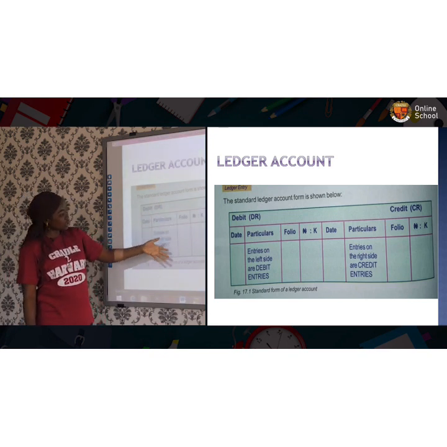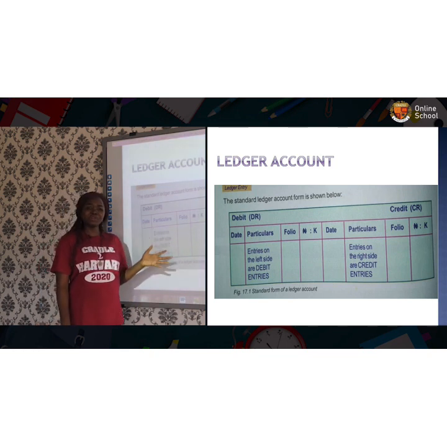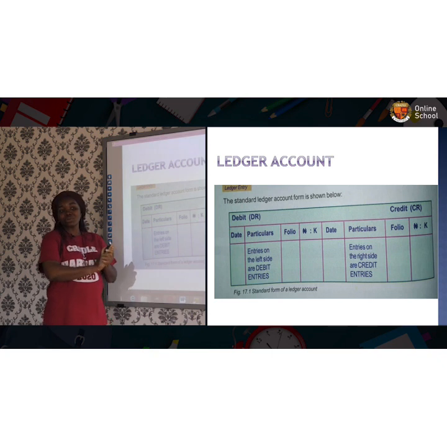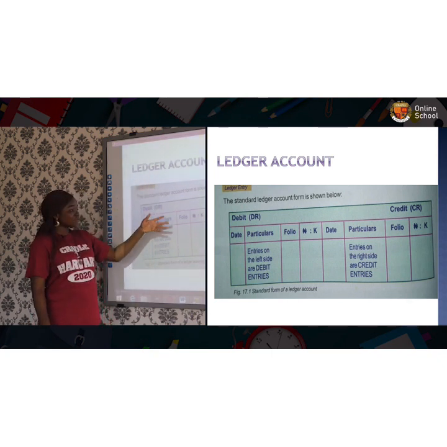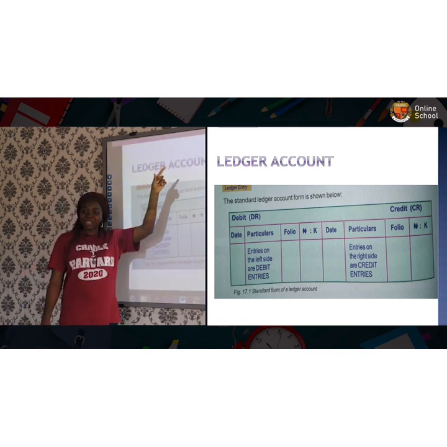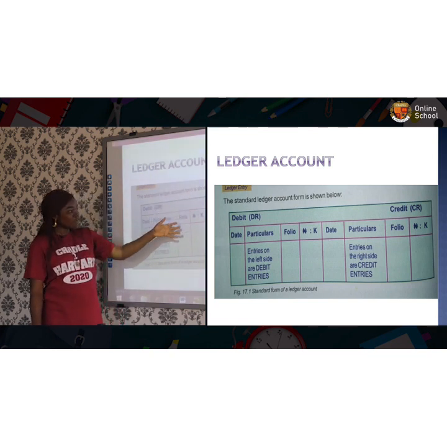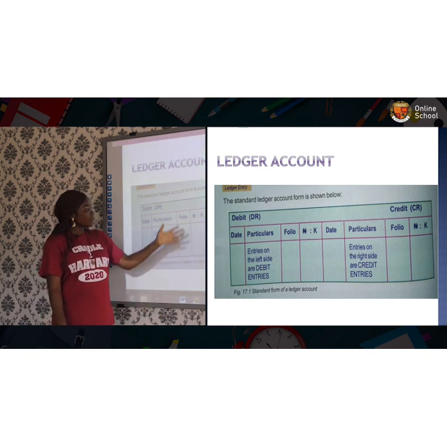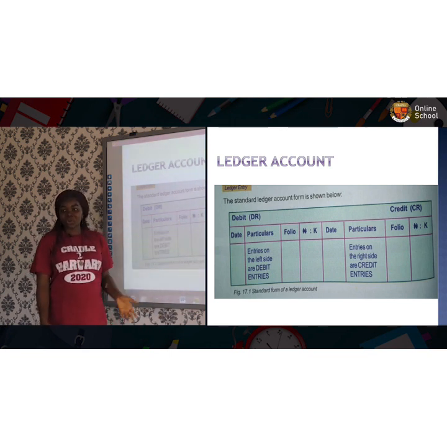Now, folio. If you look, there's nothing under the folio. What do you record under this folio? You remember I told you that you cannot just manufacture things and put them into your ledger account; you have to get them from the source document. Under this folio is where you put the number of the page of the source document that you are getting your information from. That is where folio comes in. Then you have the Naira and Kobo sign, which is the amount of the transaction.